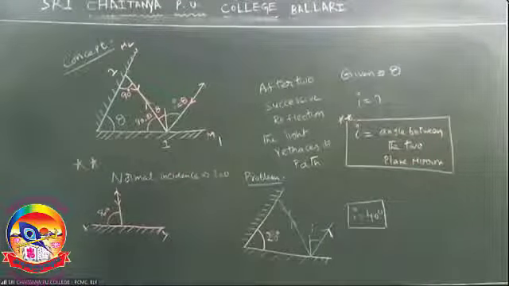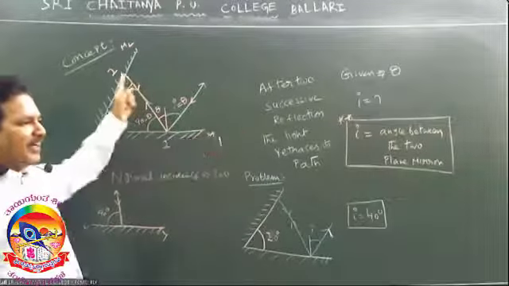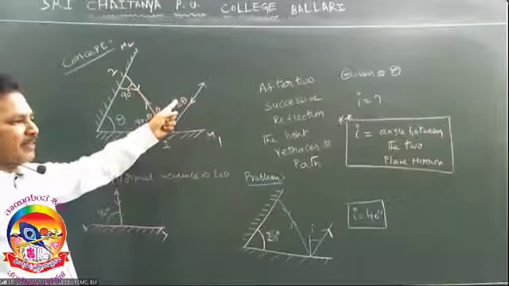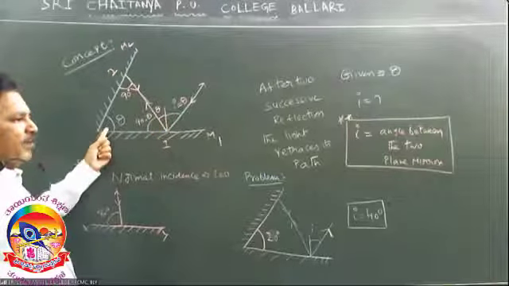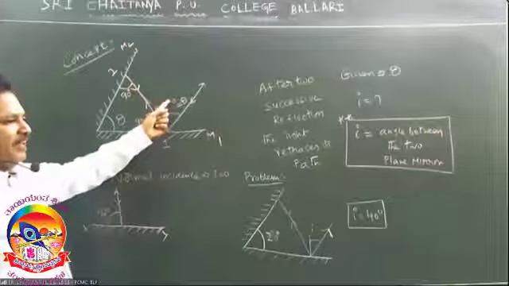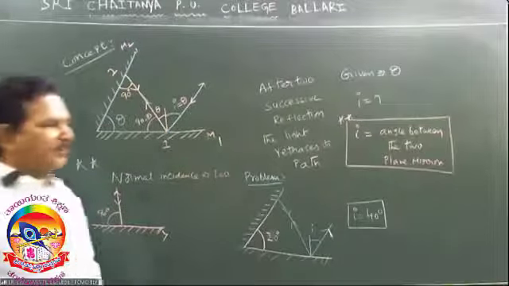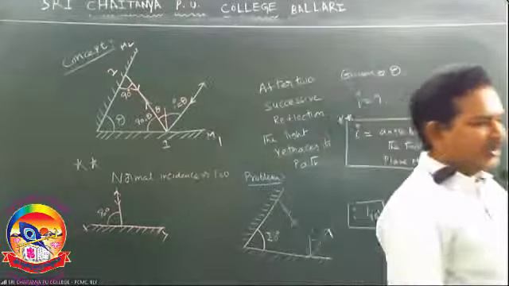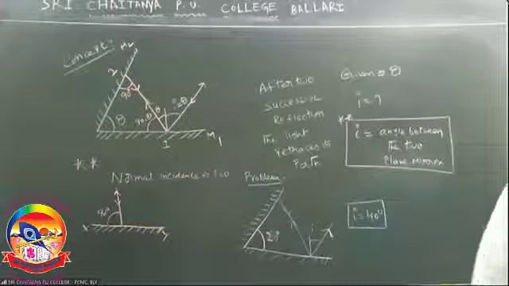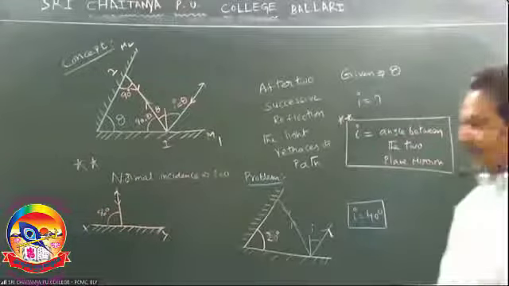Important concept. What is the concept? At the second reflection, the light ray retraces the path. If I know the I value, I will find theta. If I know theta, I will find I. What is the relation between I and theta? The relation between I and theta must be equal. I is equal to theta. Shortcut. Come on, take it down quickly.